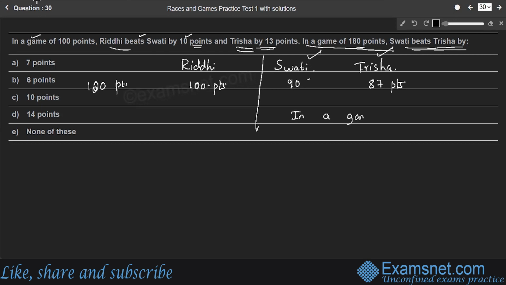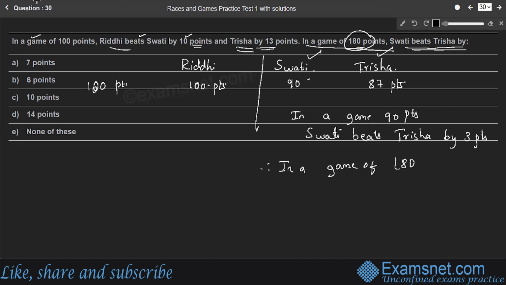So in a game of 90 points, Swati beats Trisha, right? Because Swati has got more points, Trisha by 3 points, right? 90 minus 87. Therefore, in a game of 180 points, Swati beats Trisha by. So in a game of 90 points, Swati beats Trisha by 3 points. Therefore, in a game of 180, it becomes 6 points, right?